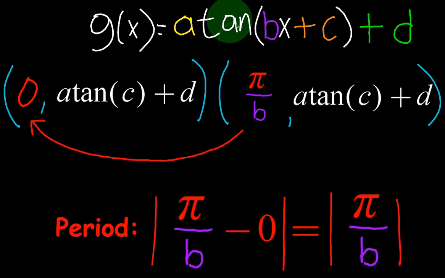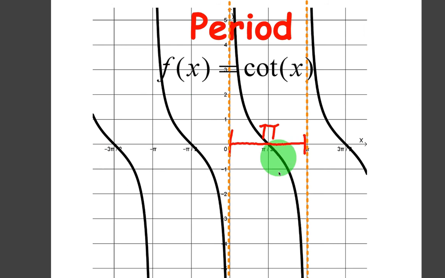So again, the period for tangent is absolute value of pi over b, not 2 pi over b, just absolute value of pi over b. How about cotangent? It works the same way. Cotangent looks different. I mean, it looks similar but different. It starts at an asymptote, and then it still just takes pi units for it to repeat itself and get back to that same asymptote.